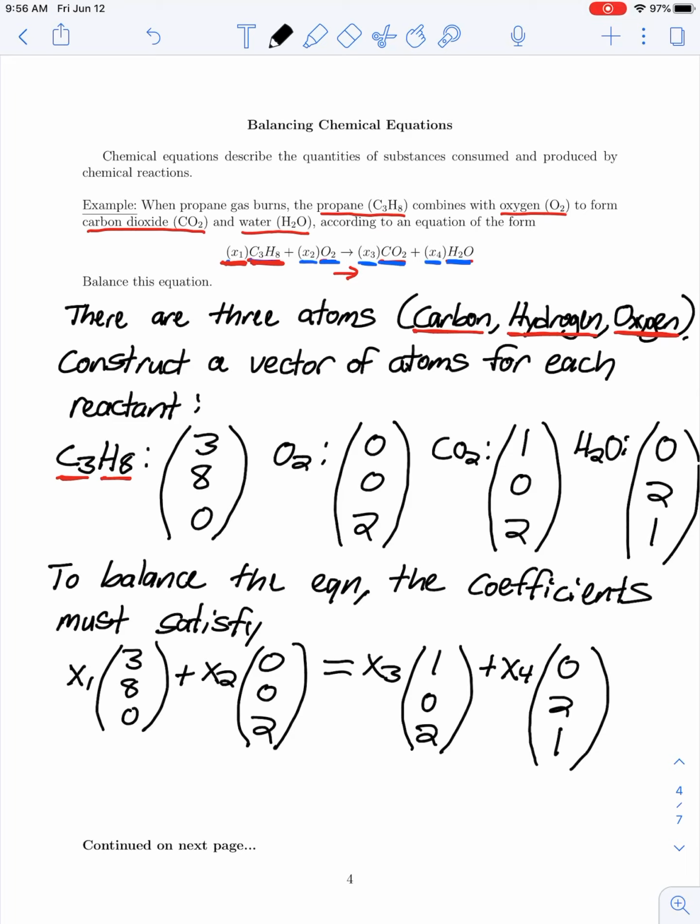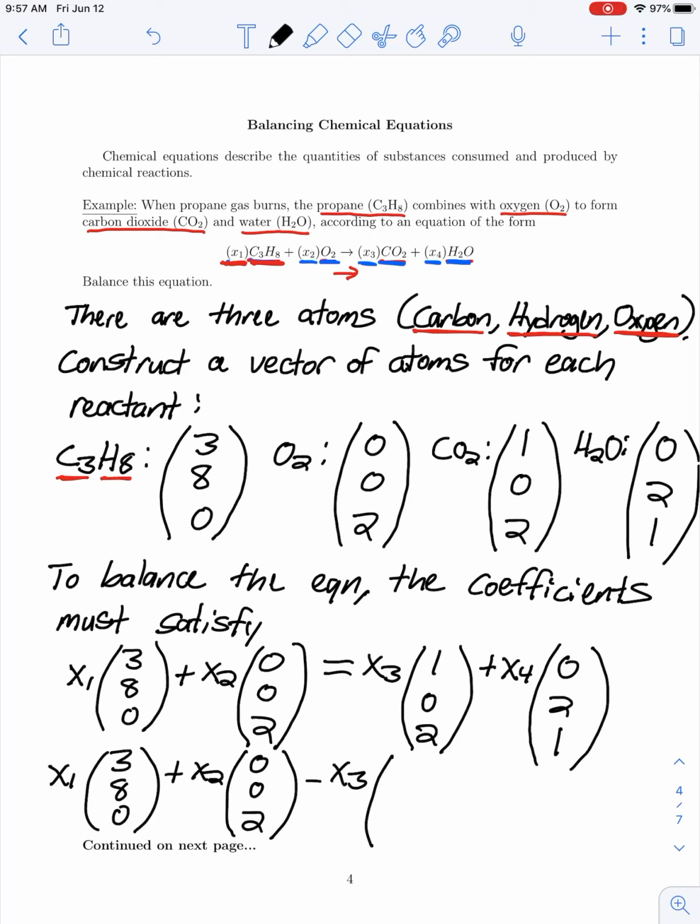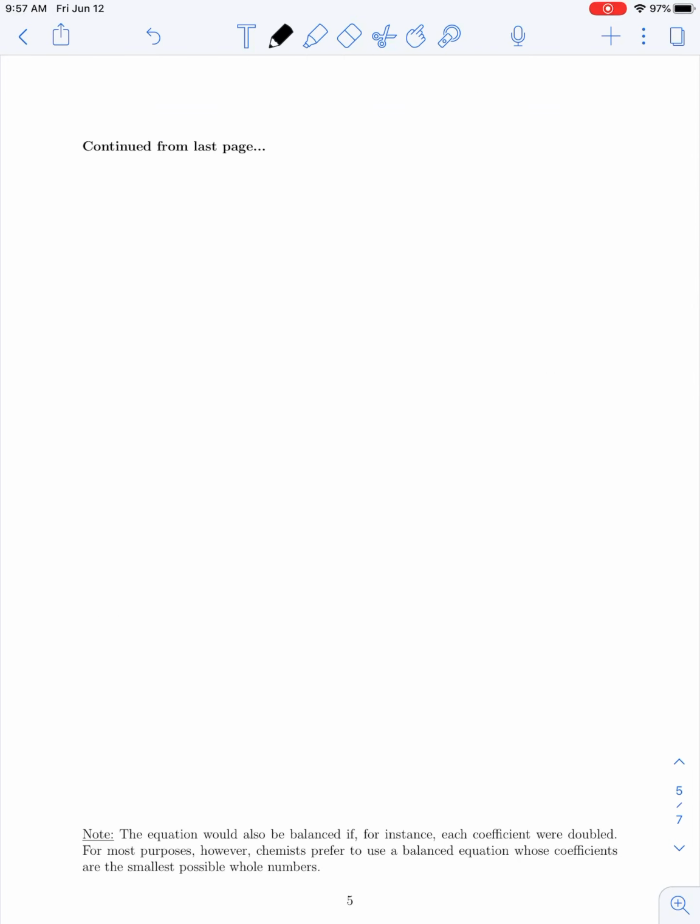Or equivalently, if we move everything to one side of our equation, we have x1 times (3, 8, 0) plus x2 times (0, 0, 2) minus x3 times (1, 0, 2) minus x4 times (0, 2, 1) is equal to the 0 vector. All right. So we have a system of linear equations here. Let's move on to this next page to give ourselves a little more room.